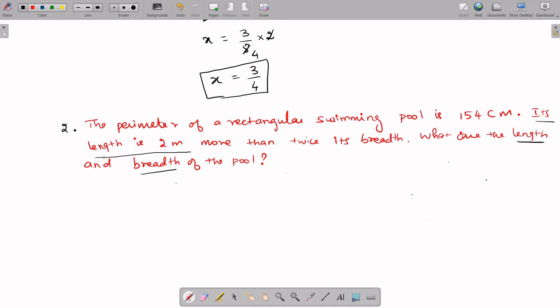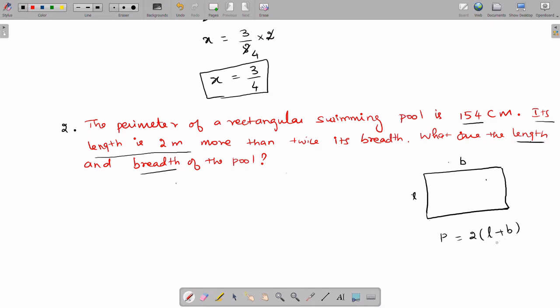You have to calculate, take it. The perimeter of the rectangular swimming pool is 154 centimeter. That result is given to us. Using this, we have to calculate the length and breadth of the swimming pool. Suppose the swimming pool is rectangular, it is given. So we have to take it to be length and breadth. What is perimeter? Perimeter of the swimming pool is 2 times length plus breadth.